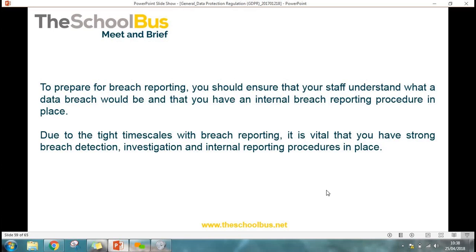72 hours isn't a huge amount of time, particularly if you've got a relatively serious data breach going on within your school. You need to be able to act quickly, and we need to have a culture that ensures we're reporting these breaches as quickly as possible.